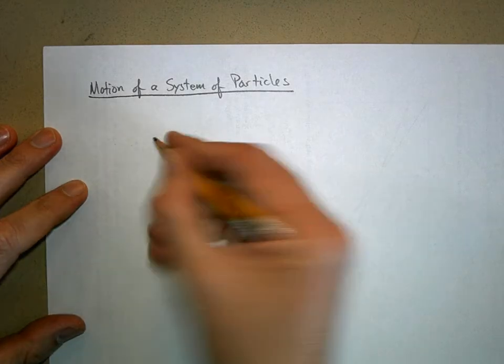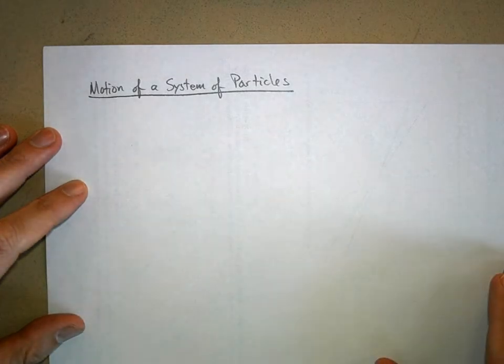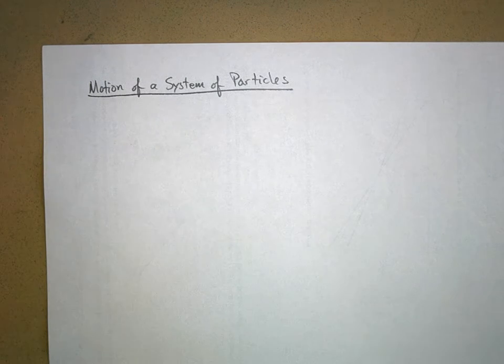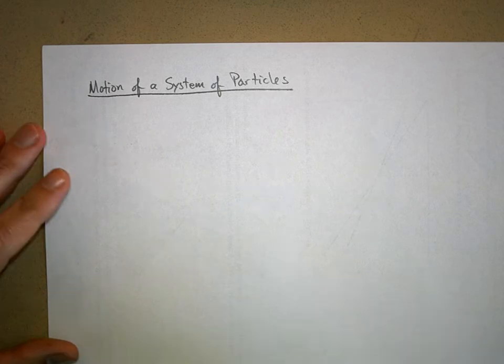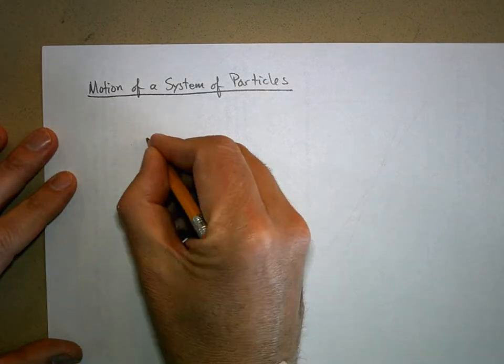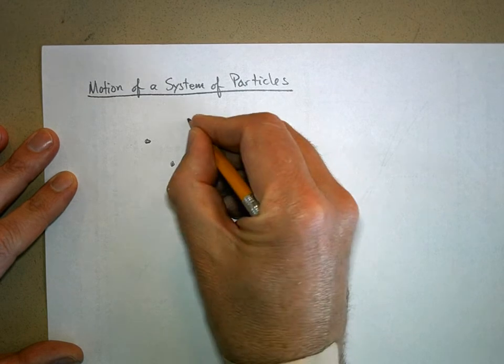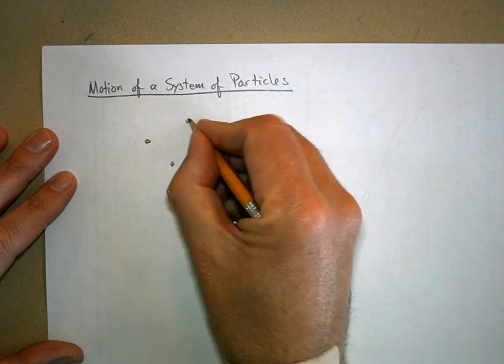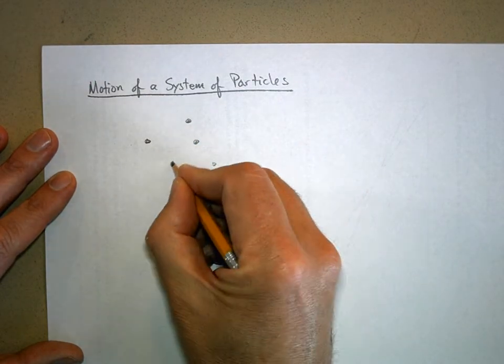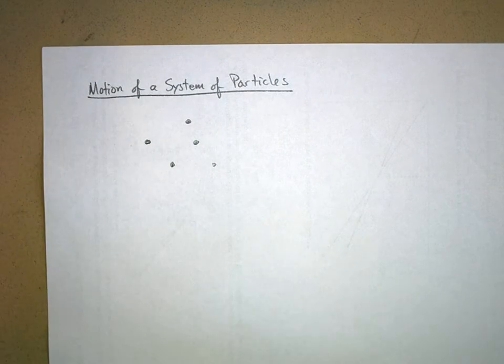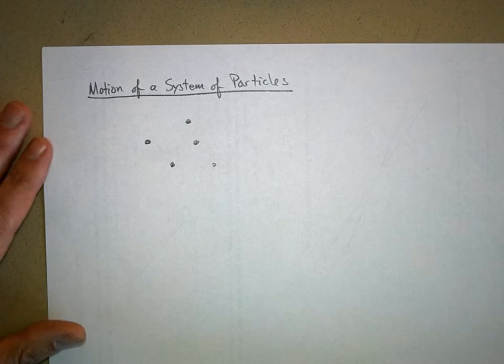What do we mean by system of particles? A system is just an object or a group of objects that we've decided to focus on. And so I'm just going to draw a bunch of little particles here in two-dimensional space. And each particle has its own mass. And maybe it's moving in its own direction.